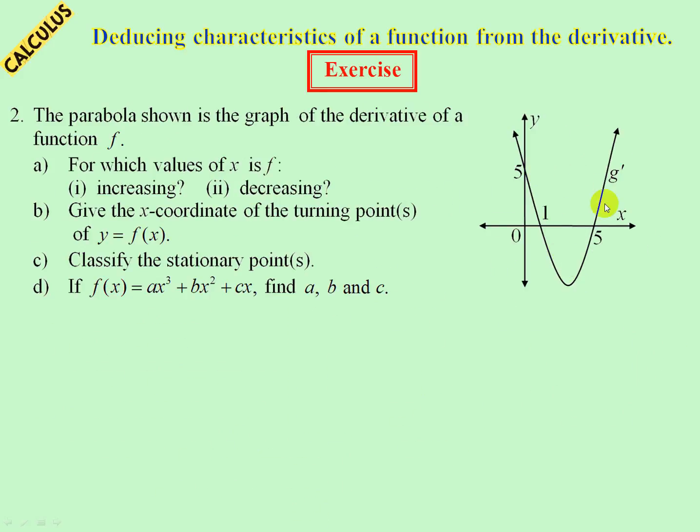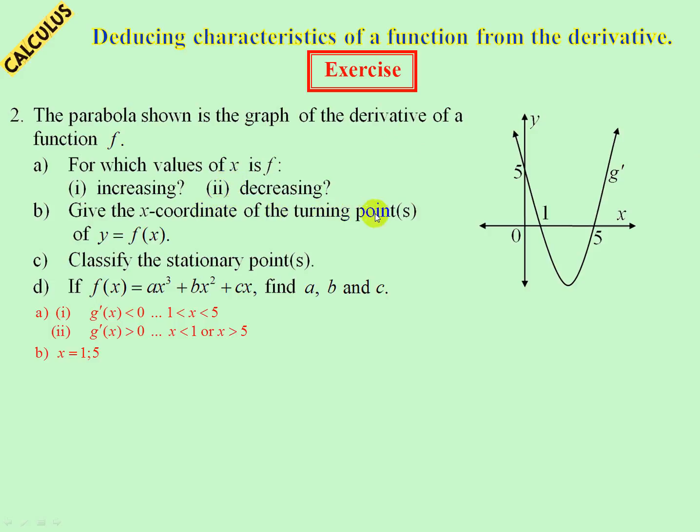Second question. Now we have the parabola, and this is a derivative, which means it's the derivative of a cubic. For what values of x is f increasing, decreasing? Well, we're going to say, where is f prime positive, where is f prime negative? Oh, this should be f, not g, sorry, but it's negative from 1 to 5. So therefore, that's where the function is decreasing. And positive before 1 or greater than 5, so that's where the function is increasing.